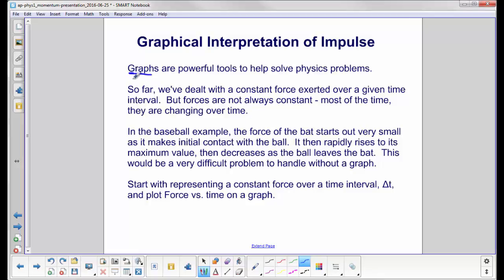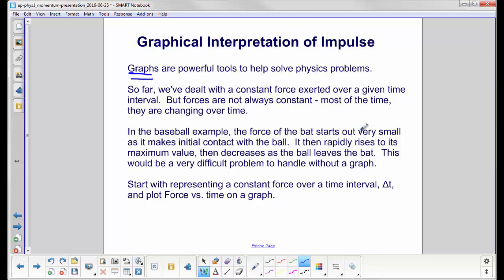Graphs are very powerful tools to help solve physics problems. So far, we've been talking about a constant force exerted over a given time interval. But forces are not always constant. Life isn't that simple. Most of the time, they're changing over time. For the baseball examples we took, we assumed the force of the bat was constant over the time interval.